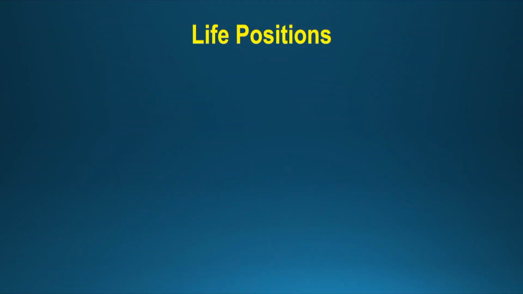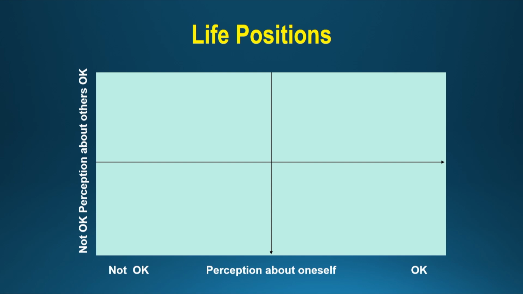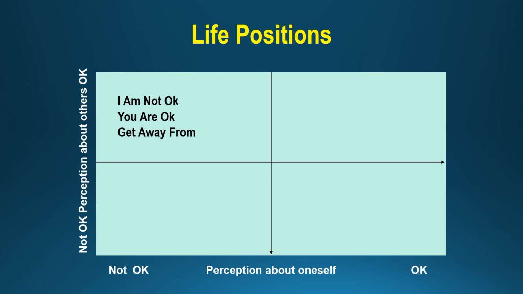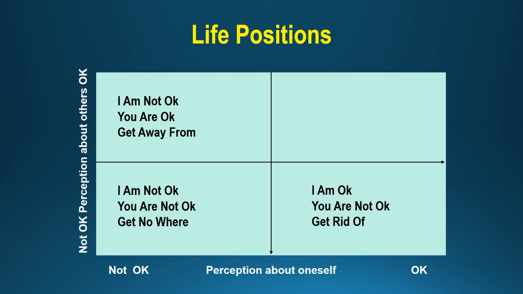One of the teacher related factors is the life position from which a teacher operates in the classroom situation. You can see on the slide that each one of us has perception about oneself and perception about others. A teacher can operate from four different quadrants, that is, I am not okay, you are okay; I am not okay, you are not okay; or I am okay, you are not okay; or a person can operate from I am okay, you are okay.